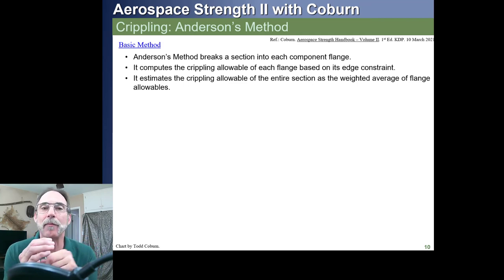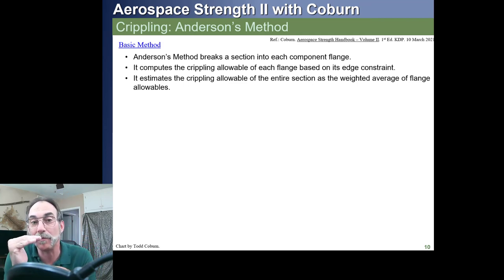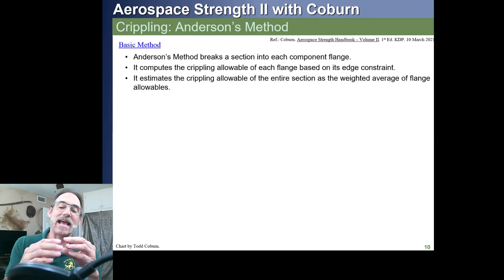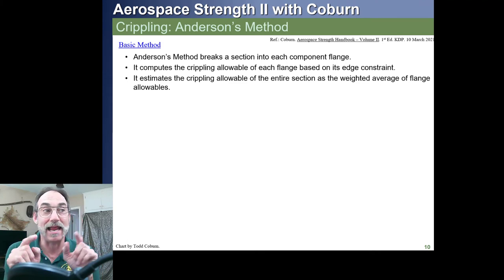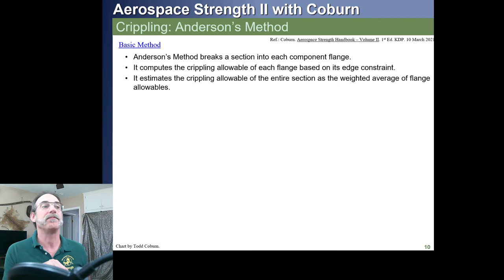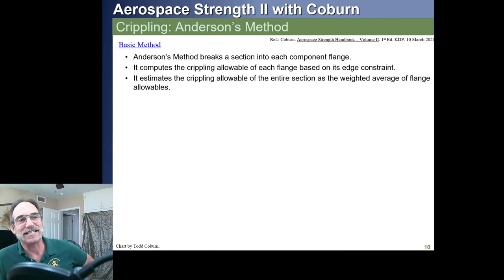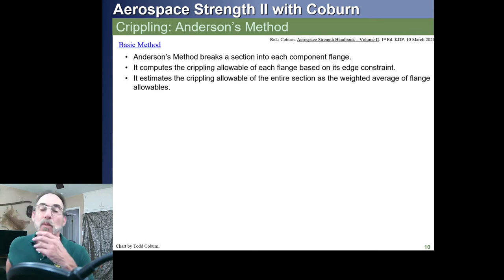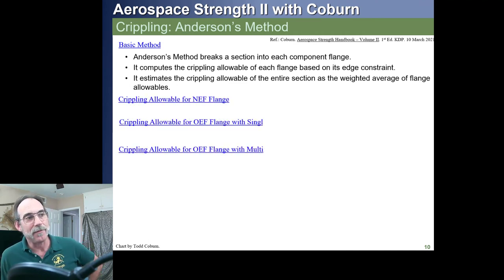Where Needham broke up the section by idealizing it into a number of angles, Anderson breaks it up into a series of flanges, and then he categorizes those flanges. Remember, our Needham method categorized those angles by end constraint, and Anderson is going to do something similar. He's going to idealize this section flange by flange, and use an equation based on the edge constraint, and it's going to average up the total allowable in the same weighted way that we did before. So let's look further. We're going to get three equations.